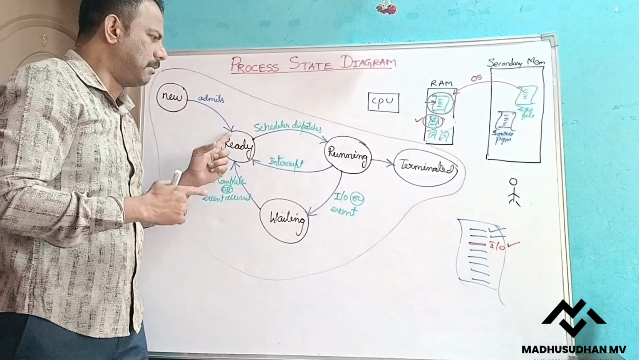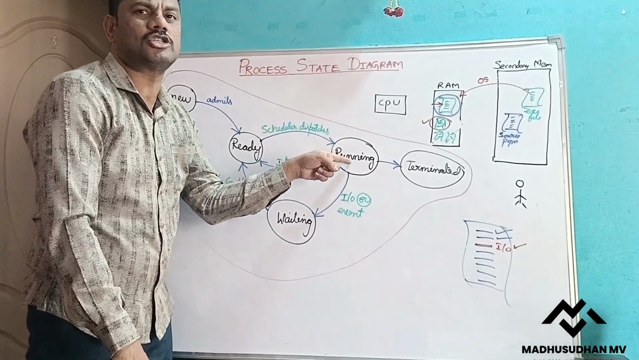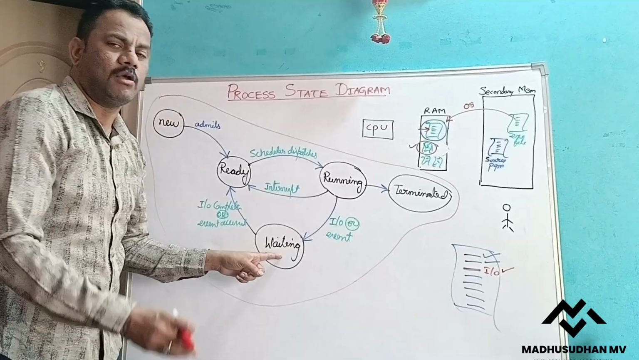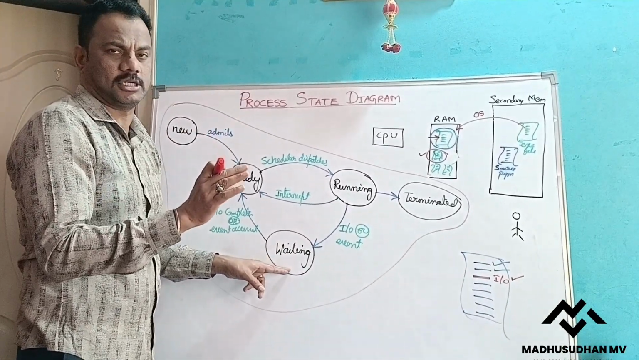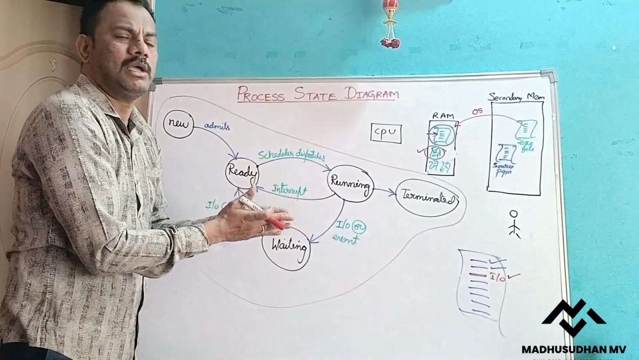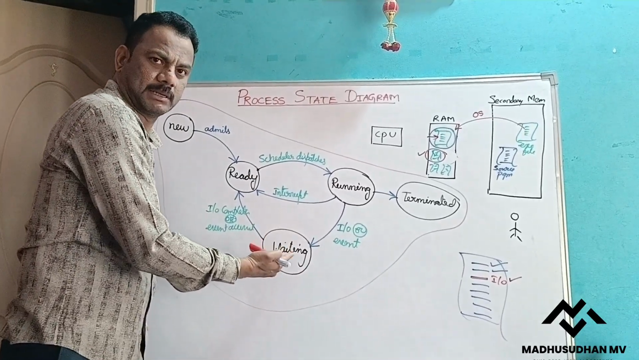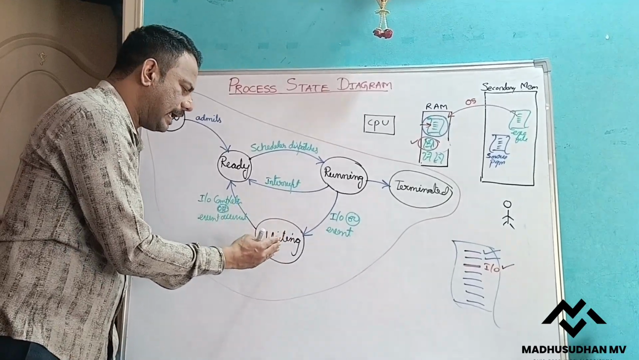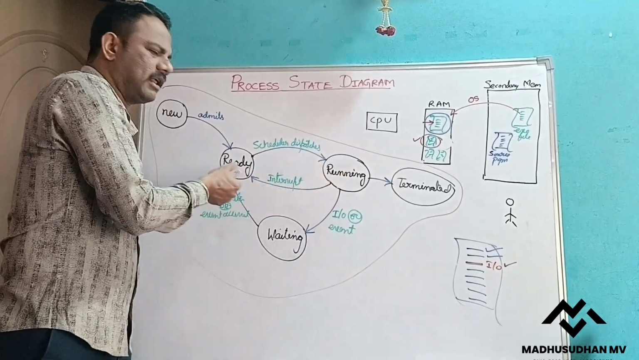Once it gets CPU time, it goes to the running state. Running state means the CPU is executing the instructions of that process. Now it goes to the waiting state whenever the process's instructions need some IO operation, and that IO device is not free right now. It is already servicing some other process, so it has to wait for the IO device to become free. Once the IO device becomes free and completes the task, the process comes again to the ready state, waiting for CPU time.